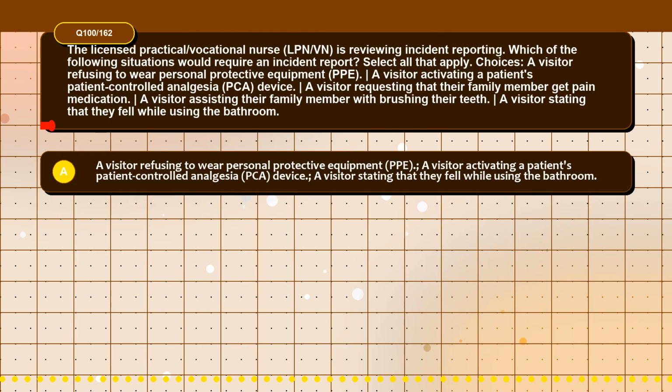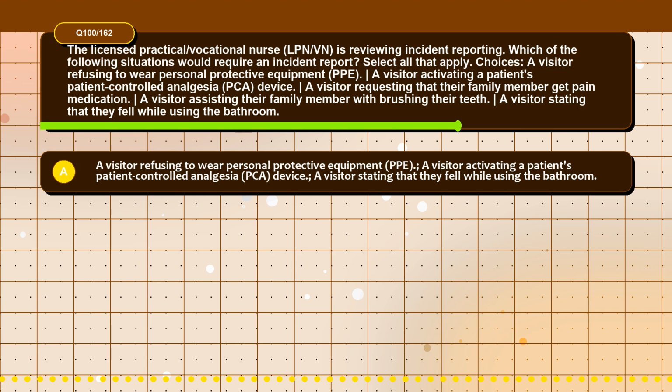Question 100. The licensed practical/vocational nurse, LPN/VN, is reviewing incident reporting. Which of the following situations would require an incident report? Select all that apply. Choices: a visitor refusing to wear personal protective equipment, PPE. A visitor activating a patient's patient-controlled analgesia, PCA, device. A visitor requesting that their family member get pain medication. A visitor assisting their family member with brushing their teeth. A visitor stating that they fell while using the bathroom.